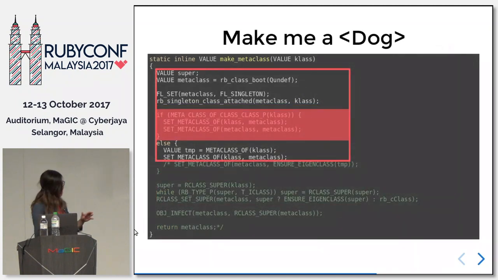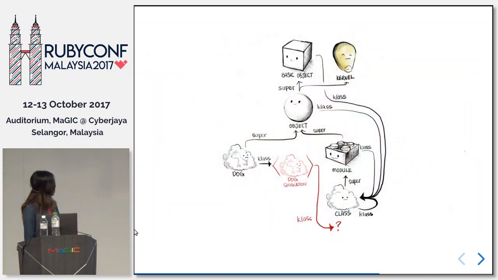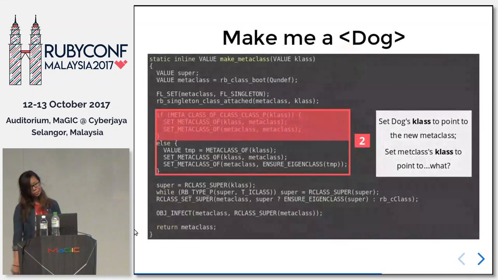So let's see diagrammatically what happens when my function is executed up to this point, before we actually call this funny macro. So up to this point, it just looks like this. Pretty simple. We created our new metaclass, our singleton class. We set the class pointer of Dog to point to it. And now we need to set this class pointer to point to something. OK, so what is that something?